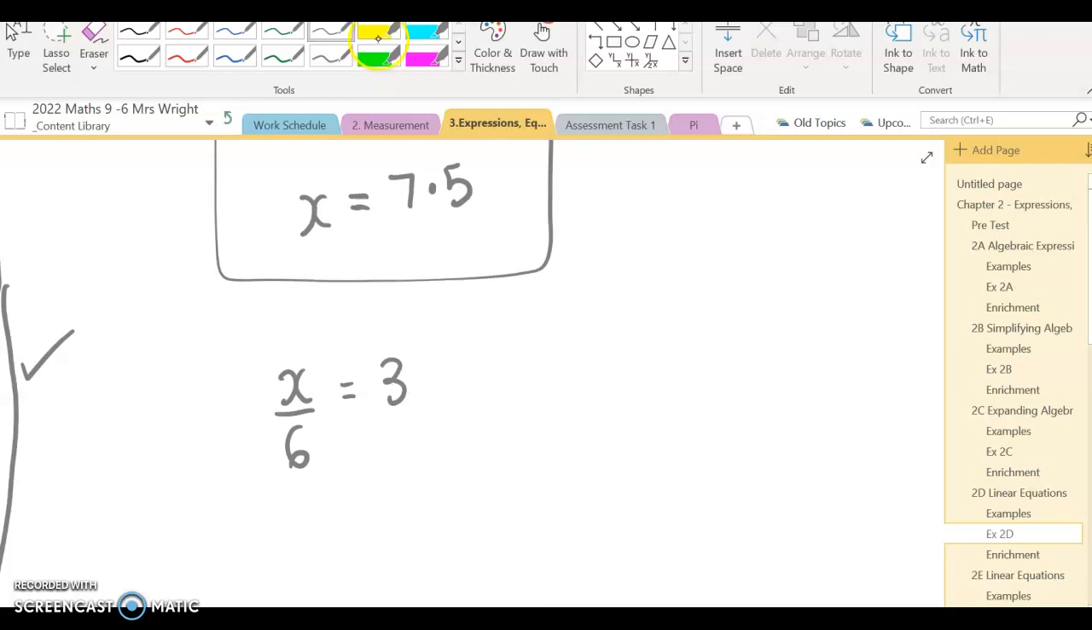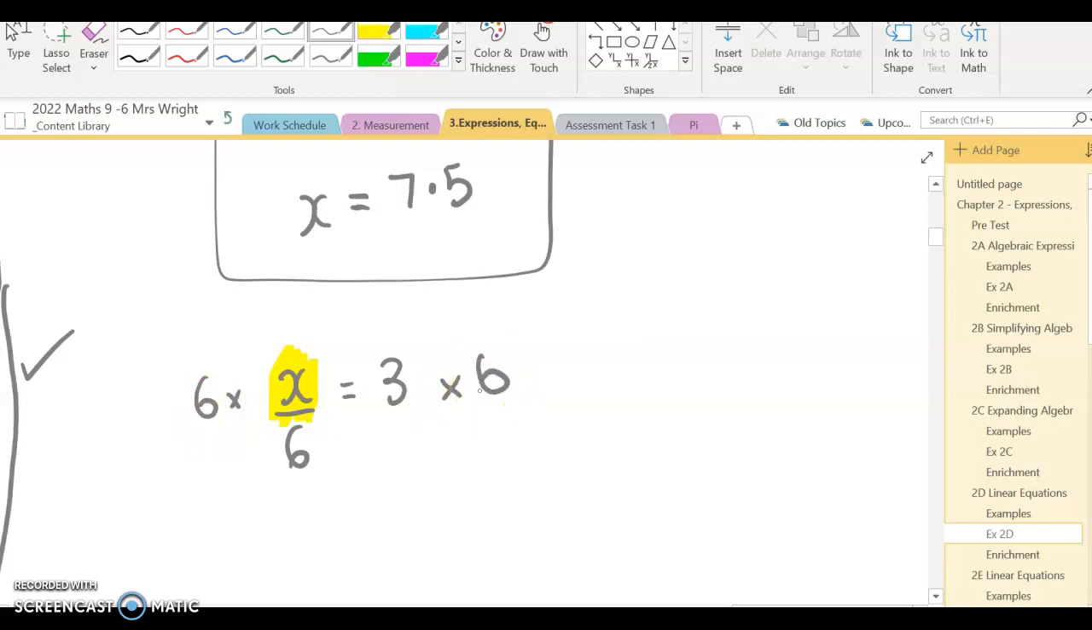Okay, so again, I need to find what x equals. At the moment, it's x divided by 6. So I need to think of what's happening here. It's dividing by 6 on the side with the x on it. So what's the opposite of dividing? It's times. So what I want to do is times by 6 on this side and times by 6 on the other side.